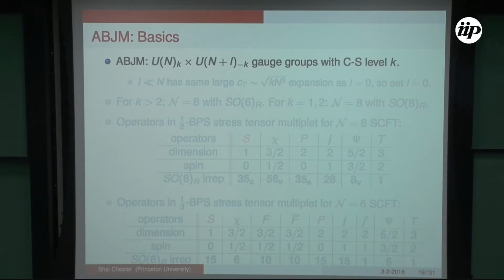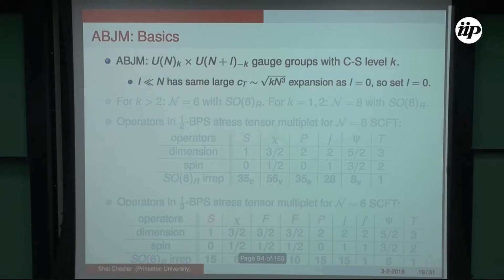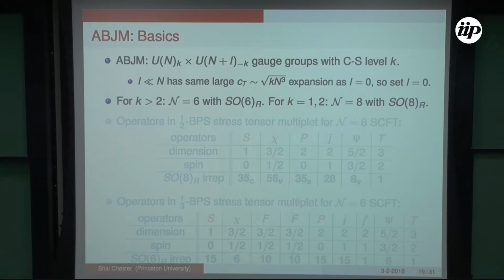We're going to move on to ABJM theory. So ABJM theory might be a little bit less familiar. So there's two gauge groups, U of n k, and in principle, U of n plus L minus k. And it's a Chern-Simons matter theory with matter transforming under these gauge groups. So we're not going to worry about this parameter L, because as long as L is much smaller than n, it has the same large CT expansion, where CT in this case is proportional to square root of k n cubed. So for simplicity, we're just going to set L equal to 0 and only talk about U(n) cross U(n). There's two cases. If k is bigger than 2, it has n equals 6 supersymmetry with R symmetry SO(6). If k is 1 or 2, then it has the maximal supersymmetry in 3D, which is n equals 8.